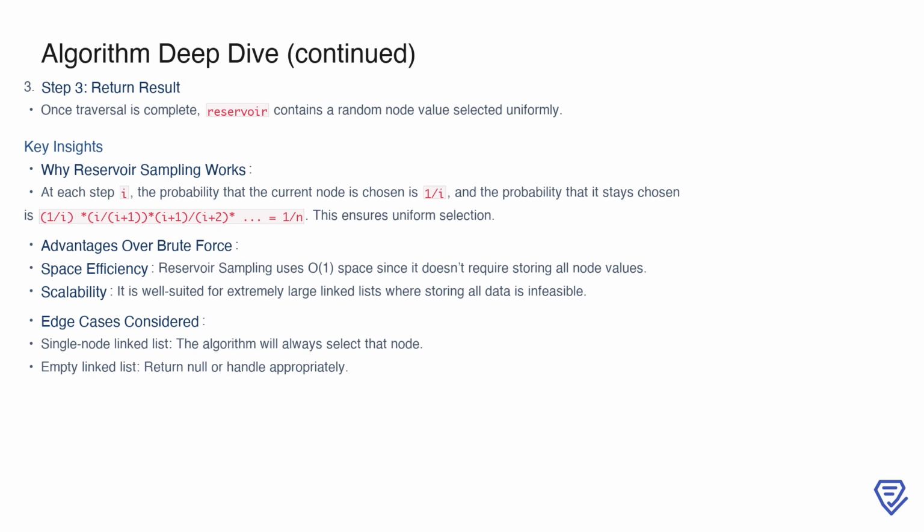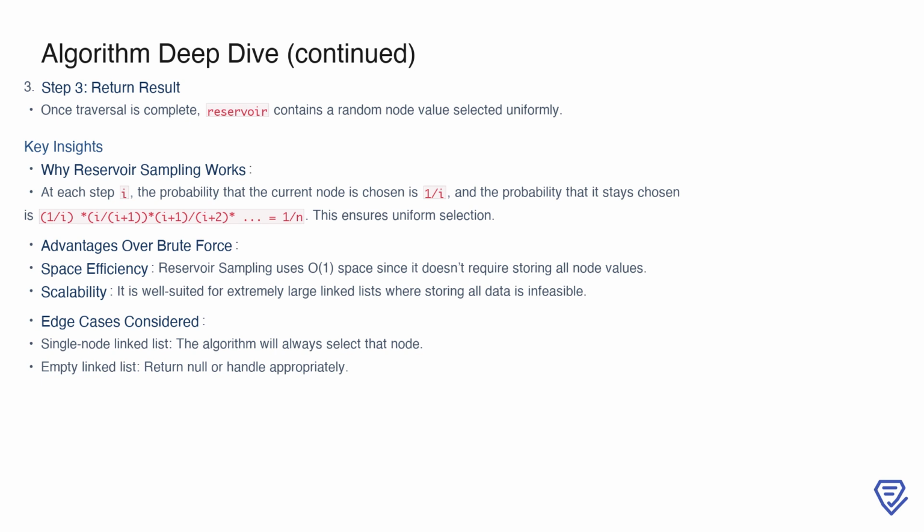The key insight behind reservoir sampling lies in its probabilistic fairness. At any step i, the probability of selecting the current node is 1/i. Additionally, the probability of that node remaining chosen through subsequent steps is calculated as 1/i * i/(i+1) * (i+1)/(i+2) * ..., which simplifies to 1/n for a list of n nodes. This ensures uniform selection across all nodes.